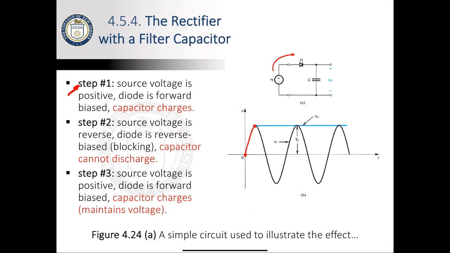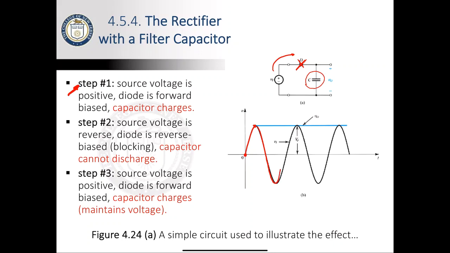Now, step 2 is that when the source voltage is reversed, the diode will be reverse biased, it will block, and the capacitor will not be able to discharge. So once the voltage drops, this part of the circuit will open up, and the capacitor will be isolated, meaning that it will maintain the charge across it.